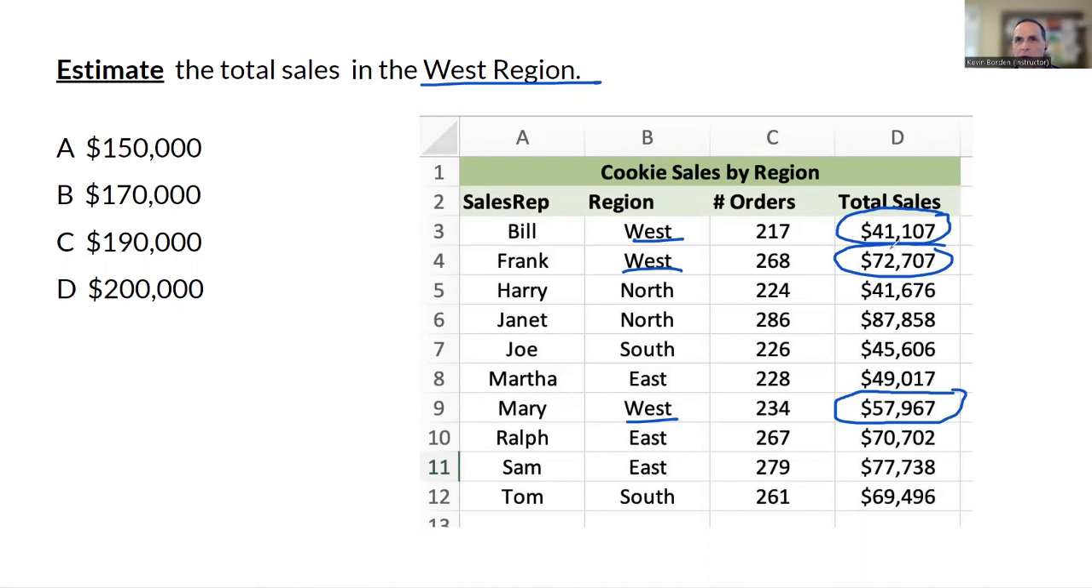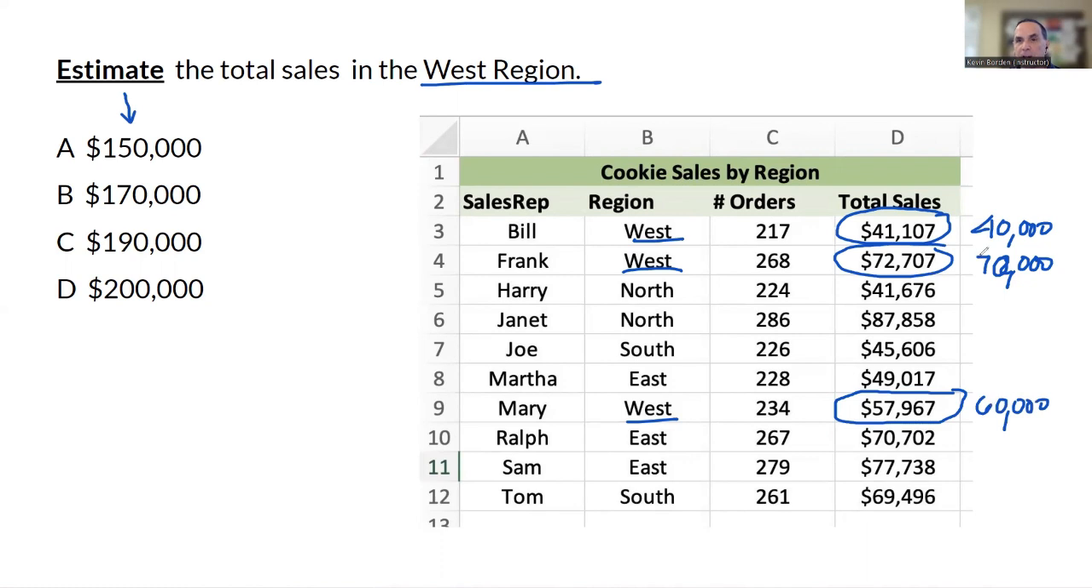So let's do some rounding, like to the nearest 10,000. That sounds like some pretty severe rounding, but notice that these are rounded to the nearest 10,000. So that kind of makes sense to me. So I'm going to say this is 40,000, and this is 70,000, and this is 60,000.